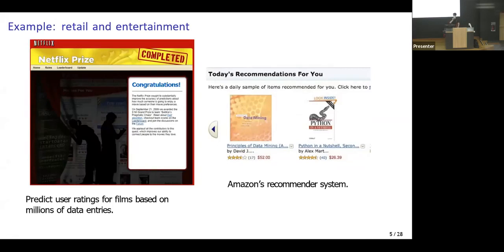Another example is online shopping. I'm sure all of us are doing online shopping a lot in recent years, at least for myself. So if you are, say, interested in data science and even before entering university, you started reading a lot of books on data science and analytics, then probably you will be recommended more books of the same topics after you click buy in the cart.